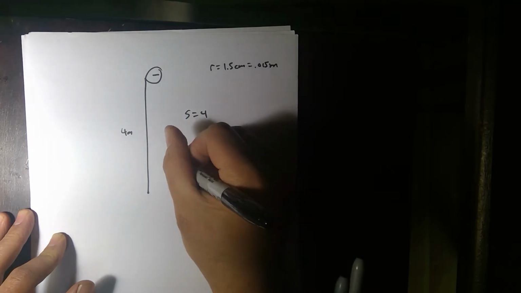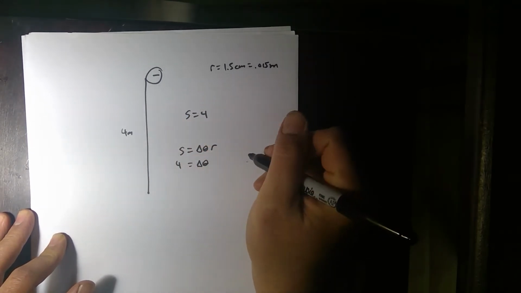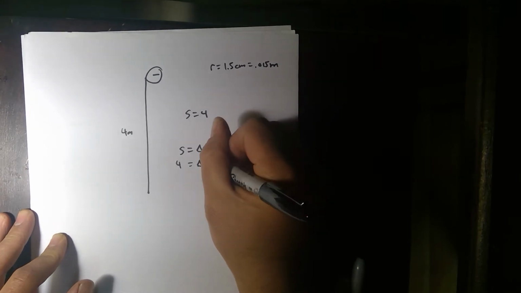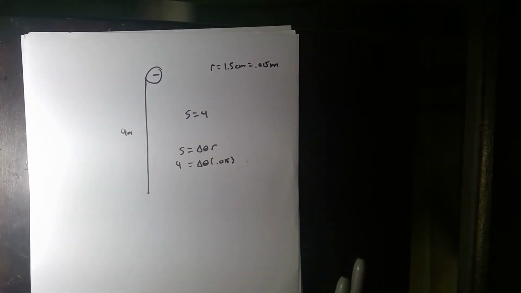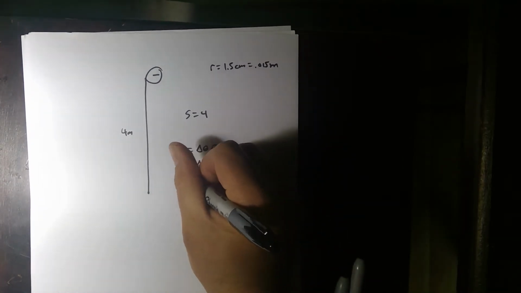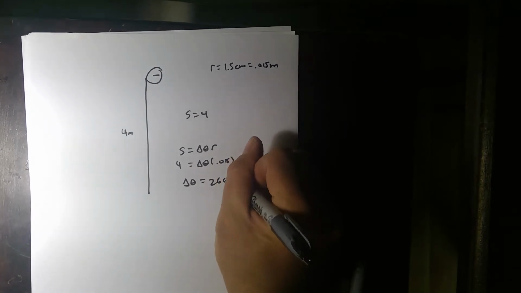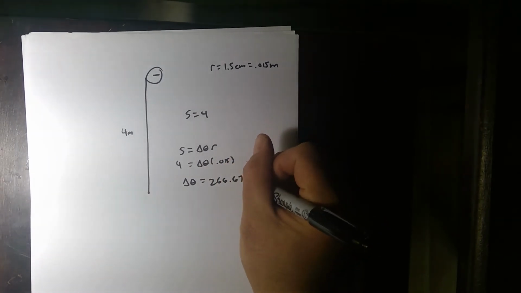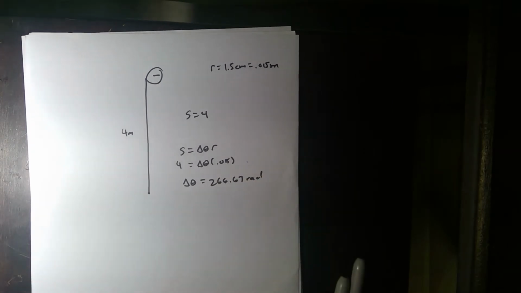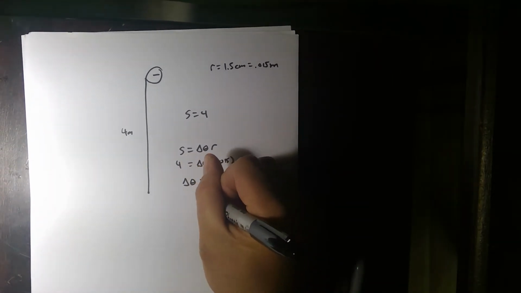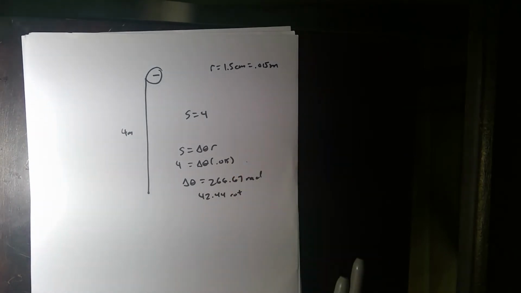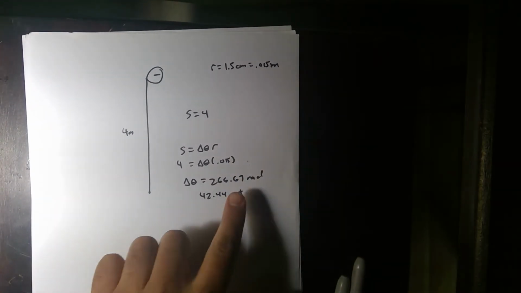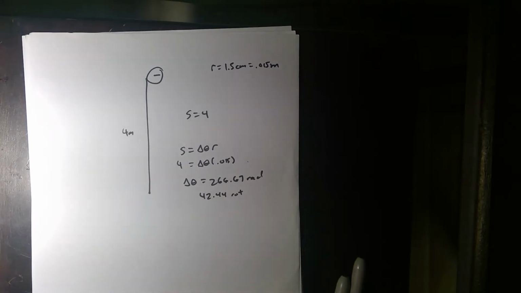We can get delta theta right now. 4 meters here, delta theta is unknown, R is 0.015 meters. 4 divided by 0.015, I get a delta theta of 266.67 radians. And how many rotations would that be? If I divide that by 2 pi, we get 42.44 rotations. Alright, so we know what delta theta is. We can report it in radians, or we could report it in rotations.